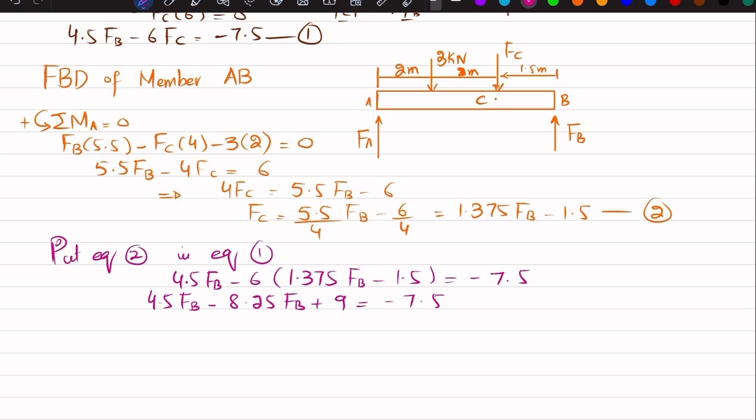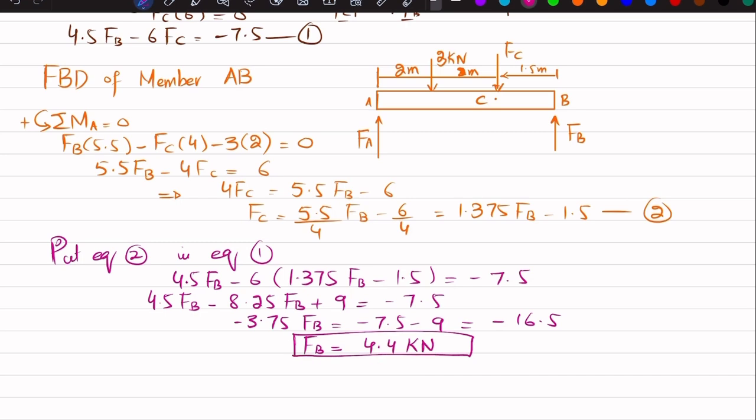So minus 4.5 minus 8.25 FB is minus 3.75 FB, which is equal to minus 7.5 minus 9, which is equal to minus 16.5. If you divide by minus 3.75 on both sides, you will get FB equal to 4.4 kilonewton. So this is the force in the bolt. Now what we will do is put FB in equation number 2.